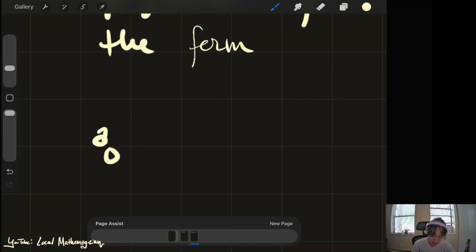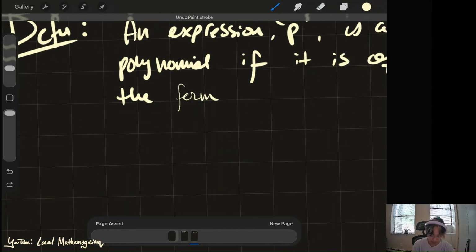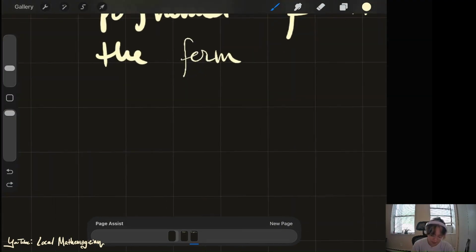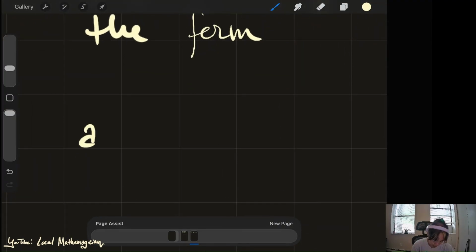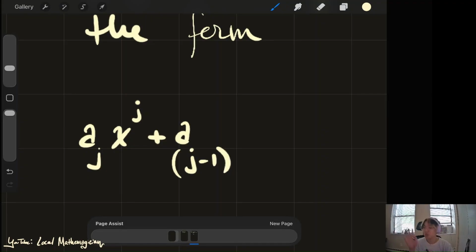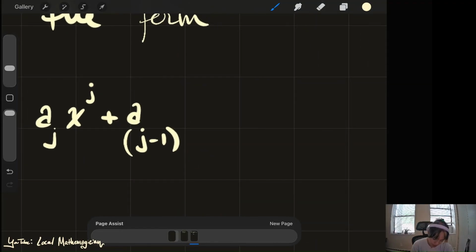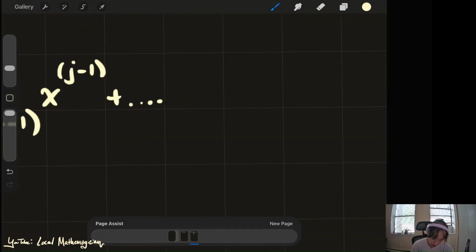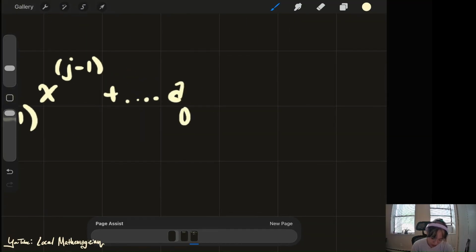A sub j x to the j, plus a sub j minus 1 times x to the j minus 1, plus and so on, down to a sub 0 x to the 0. So like, we'll get to what that means in a bit. Okay?